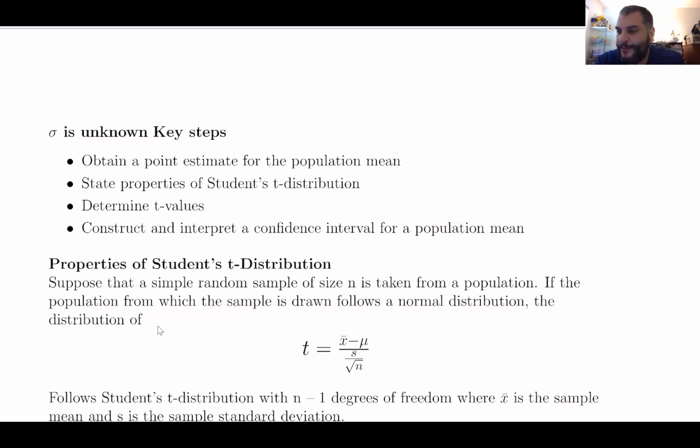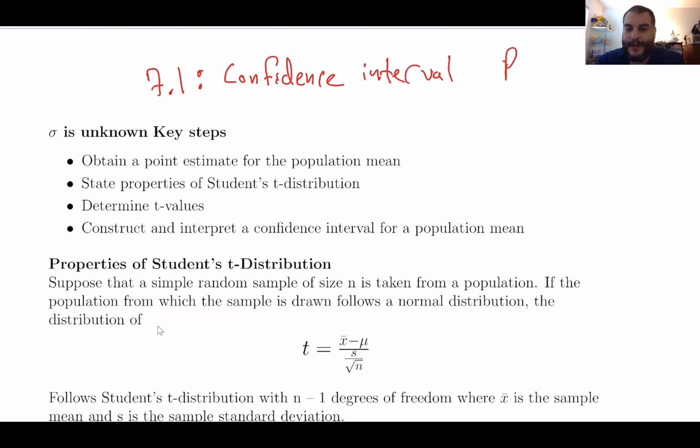So in chapter 7.1, let's just recap what we learned. We learned about confidence intervals for the population proportion. If I don't know the population proportion, I could use the estimate, which we call the point estimate, in this case p hat, to estimate what the population proportion could be. So that's what we learned in 7.1.